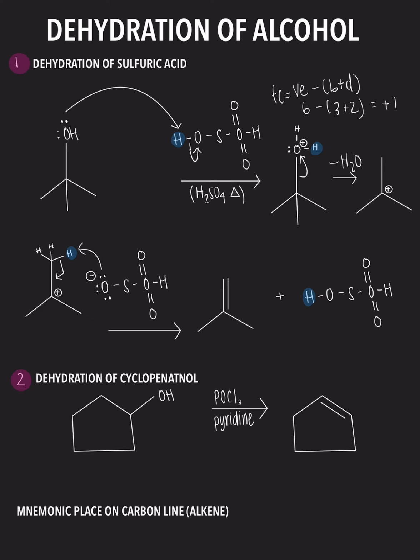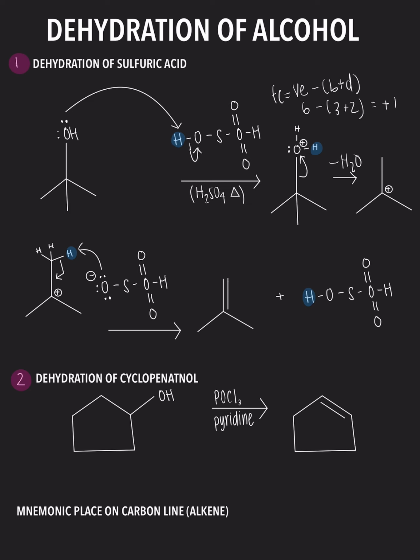The other famous dehydration that you see a lot in organic chemistry, especially in OChem 1, is dehydration of cyclopentanol. And what they'll show you is the reagent POCl3 and pyridine. I didn't personally learn the mechanism for this one. I can look it up and show you guys if you're really interested, but in general, you just need to know that this is a reagent that produces alkenes as well.